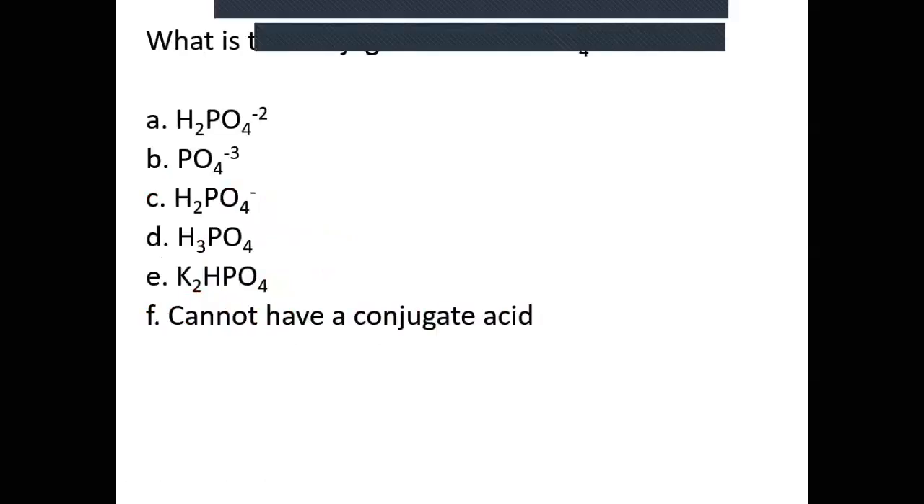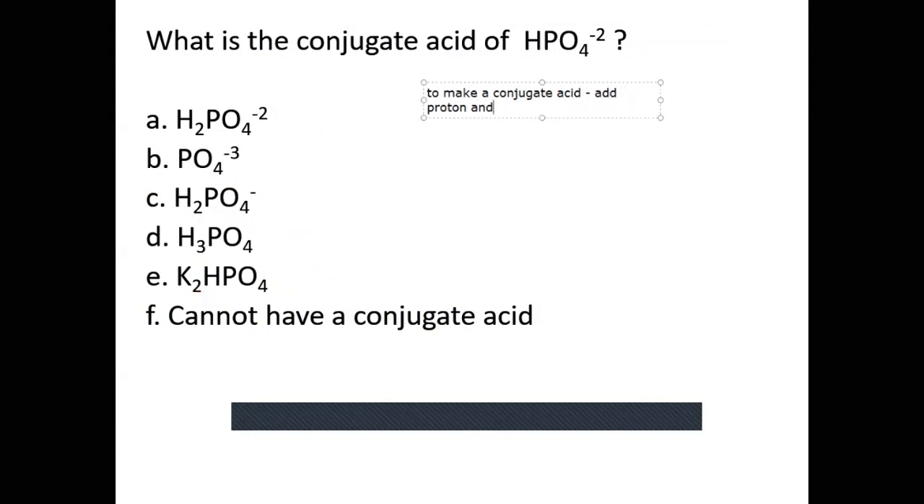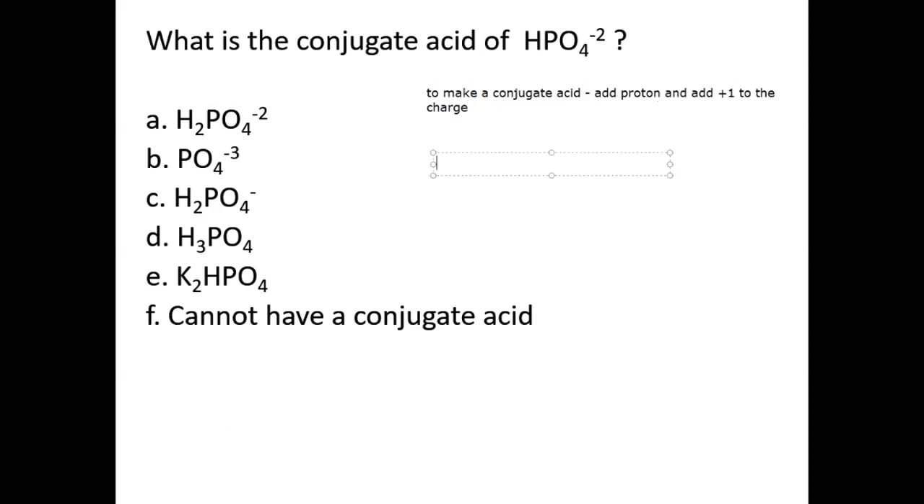Here we want to know what is the conjugate acid of HPO4 2 minus. To make a conjugate acid, we add a proton and add +1 to the charge. So if we do that, we add a proton, it becomes H2PO4, and then we add +1 to the charge, it becomes negative. So H2PO4 minus is the conjugate acid.